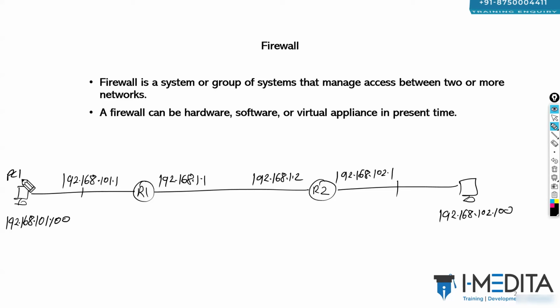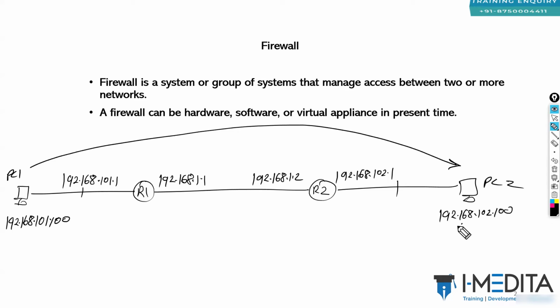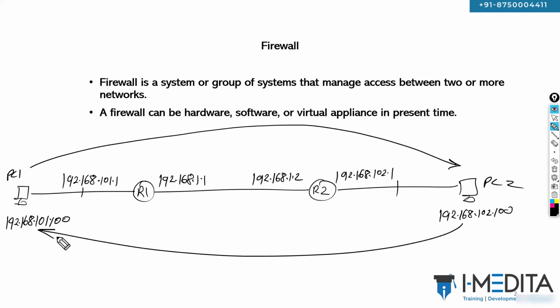Now when we configure IP addressing and routing, what will happen? PC1 can communicate with PC2 and PC2 can communicate with PC1. This will happen when we configure perfect IP addressing and routing. Now, the requirement changes. We want PC1 to be able to communicate with PC2, but PC2 should not be able to communicate with PC1. To achieve this result, we need to use a firewall.